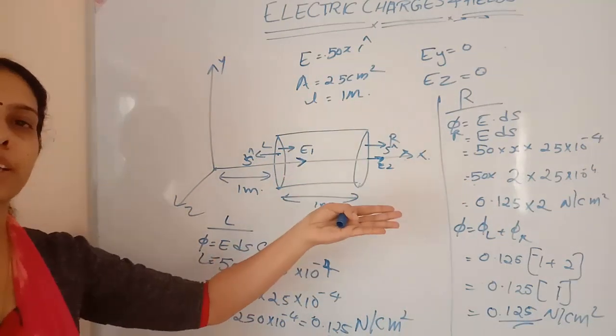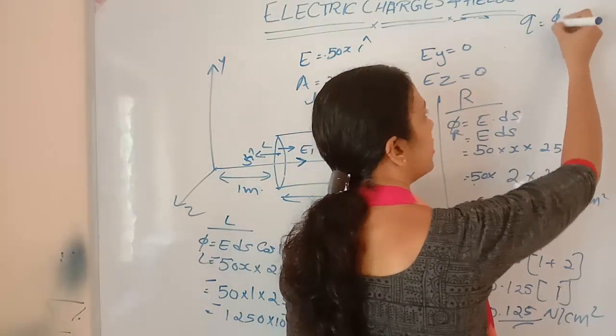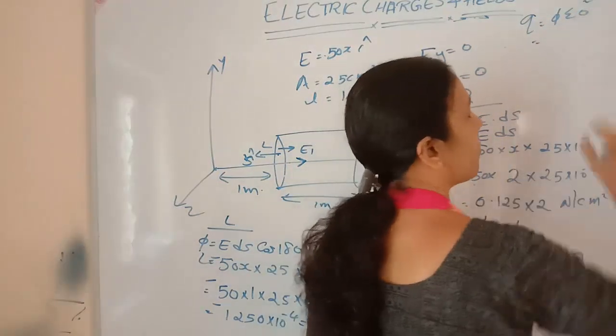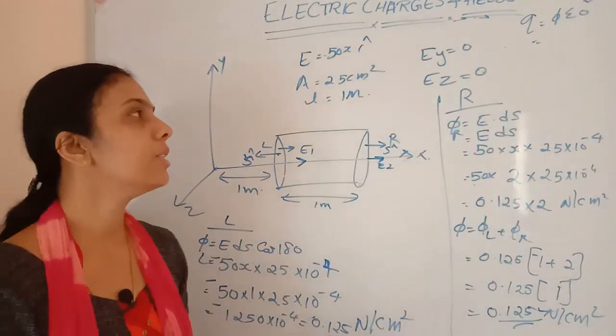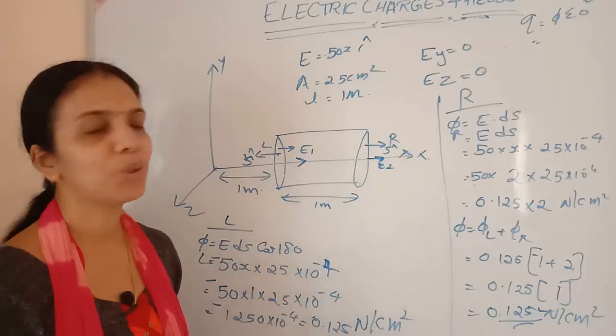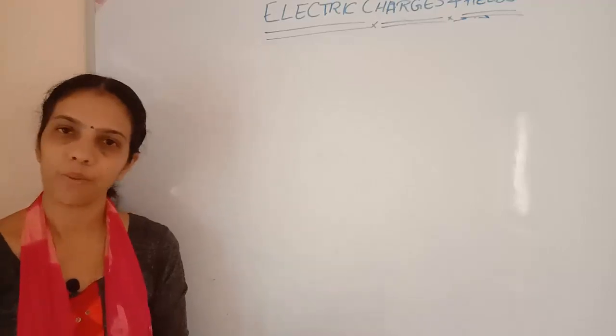Now how should you find out Q? Q equals phi into epsilon 0. Phi value we already got, epsilon 0 value we know, 8.854 into 10 to the power minus 12. So using that you can find out the final answer for this Q. Clear? So next some JEE level questions we will do.